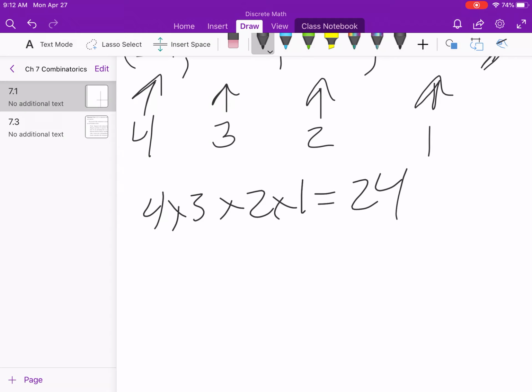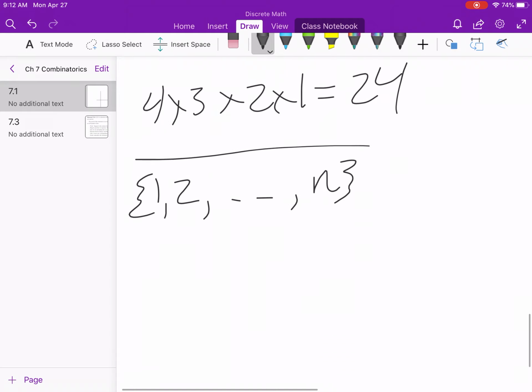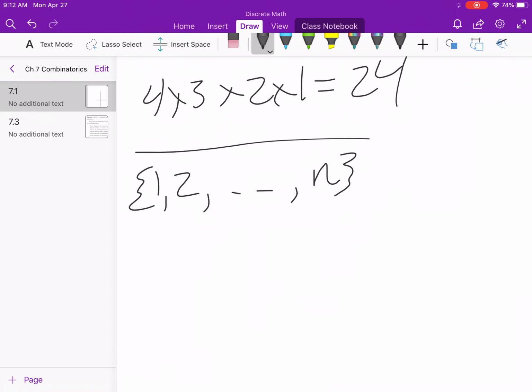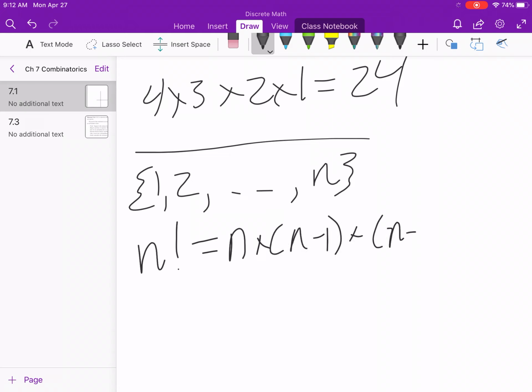And really, if I have n numbers, if instead of 1 to 4, I'd gone 1, 2, up to n, notice that the number of ways I could do this as an ordered n-tuple would be n factorial. And remember that this is just n times n minus 1 times n minus 2, all the way up to 1.